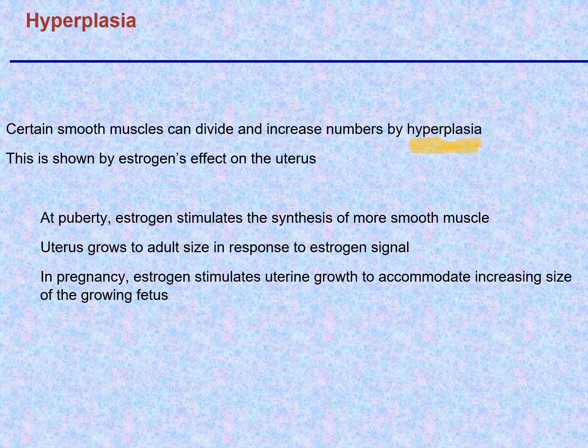An example of that would be the effect of estrogen on the uterus. The uterus in a female can increase in its size tremendously. It'll increase at puberty, but it also increases tremendously during pregnancy. That increase in size at puberty and the increase in size during pregnancy are both driven by estrogen and due to an increase in the number of smooth muscle cells because of the rapid division and hyperplasia of the cells.